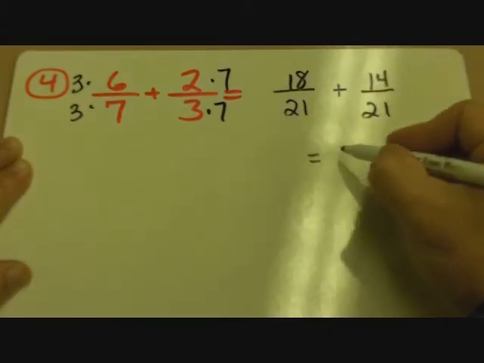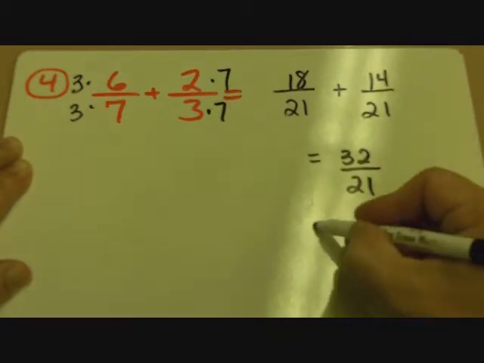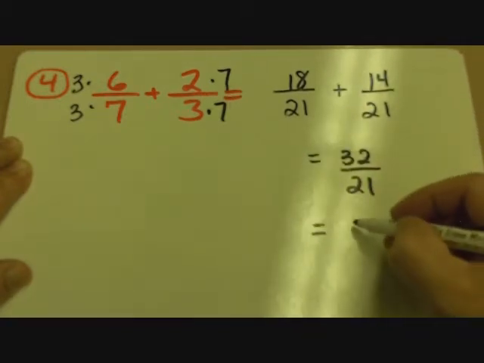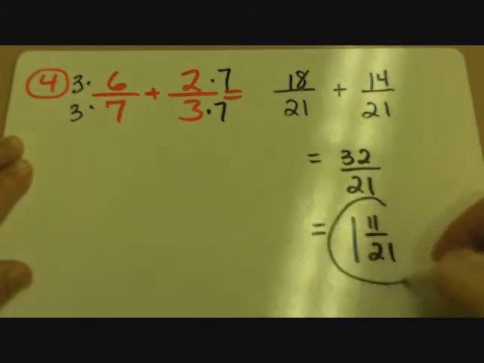Leaving us with an addition of 32 out of 21, which if you so choose you can rewrite as 1 and 11/21. Done.